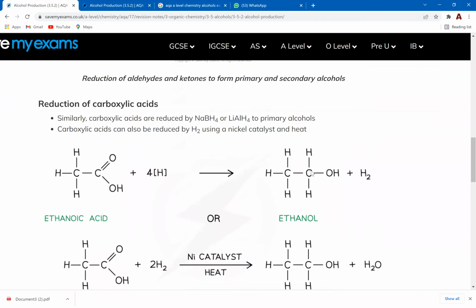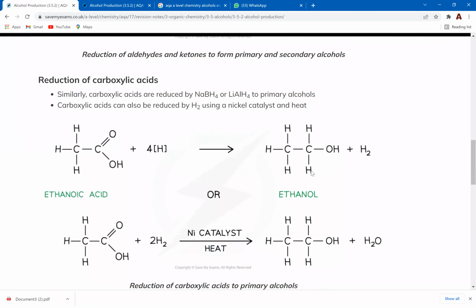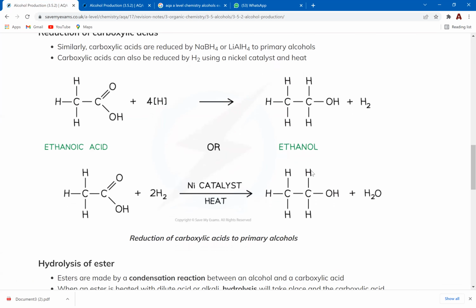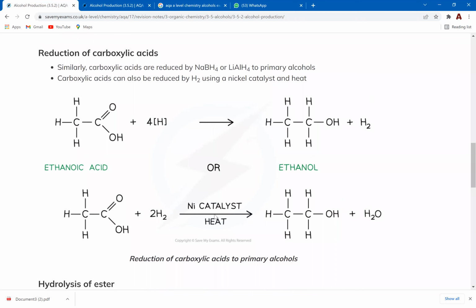Carboxylic acids, then esters. We still haven't talked about carboxylic acids, but I'm assuming since you've done your GCSE chemistry, you must have a general idea of what carboxylic acids are. If you reduce a carboxylic acid, it can produce an alcohol upon reduction, by removing water from it. Similarly, under the action of hydrogen, nickel catalyst and heat, you can also get an alcohol and H2O. So these are the two reactions of reduction of carboxylic acids.